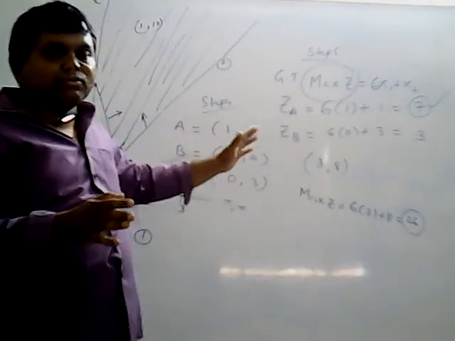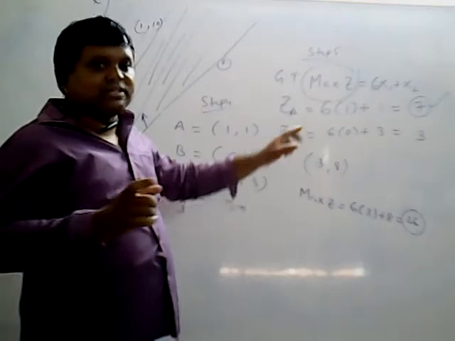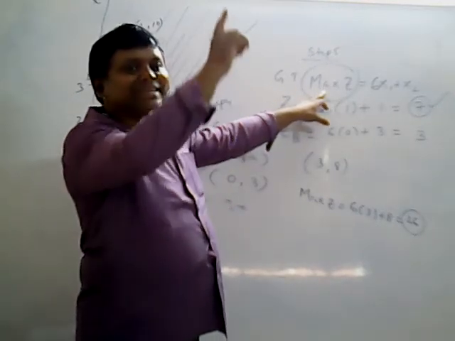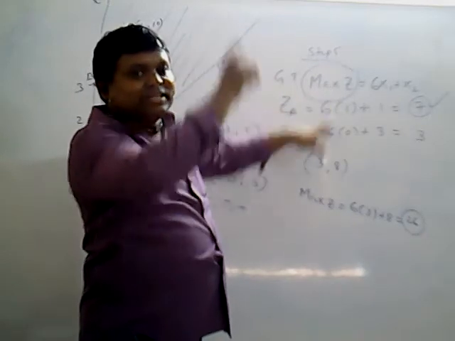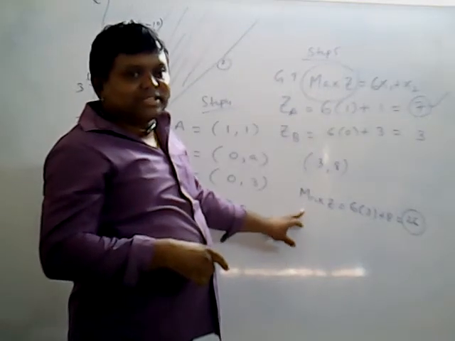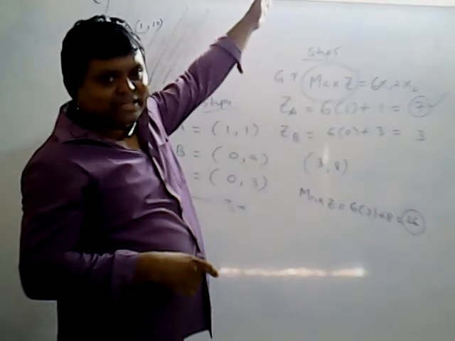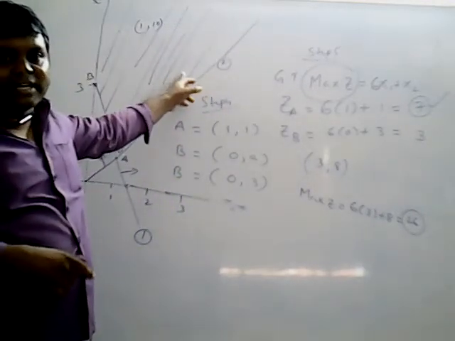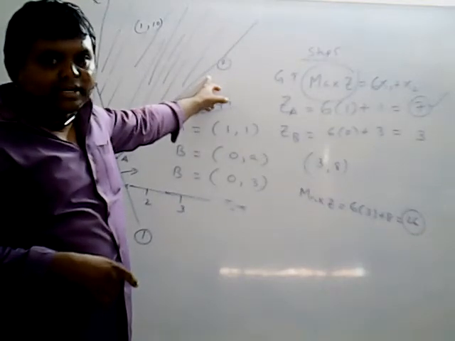So what do you mean by unbounded solution? That's the definition I have told. When the value of the objective function increases infinitely, when the decision variables also increase infinitely, such an LPP has an unbounded solution.